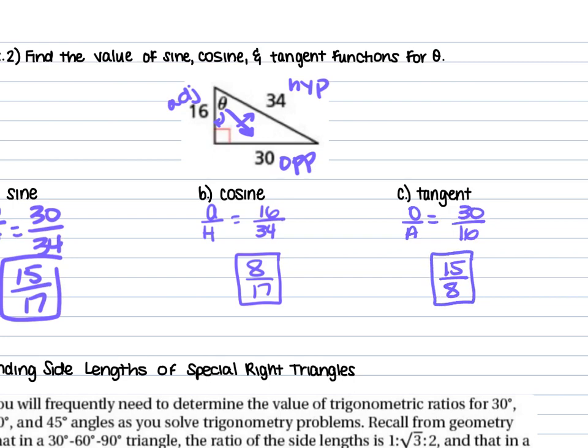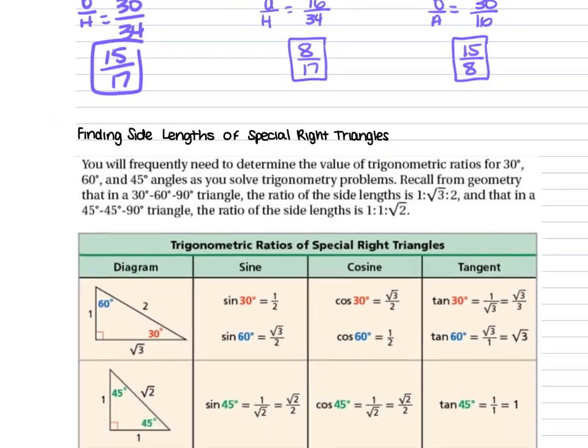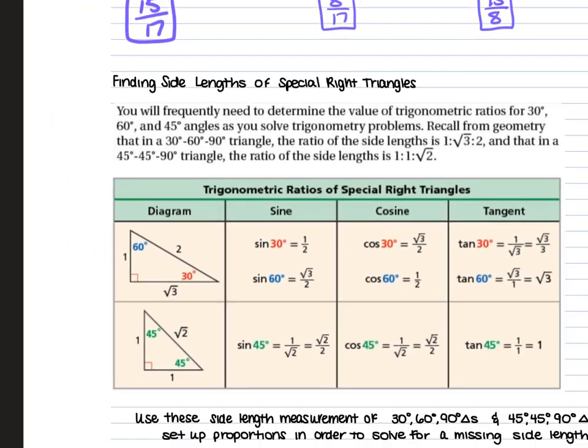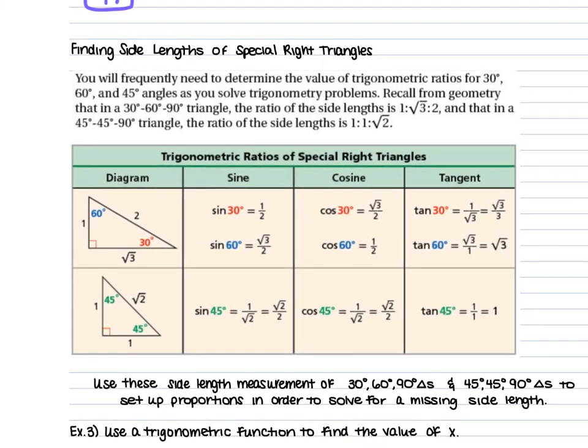So for our next part, we're finding side lengths of special right triangles. Remember your special right triangles from geometry. You have your 30, 60, 90 triangles and your 45, 45, 90 triangles. So with these, you can use sine, law of sines, you can use law of cosines. You need to remember that your sine for 30 degrees is 1 over 2, like for this 30-degree angle with side lengths 1, 2, and the square root of 3. Again, this is all from geometry, so you should know this.